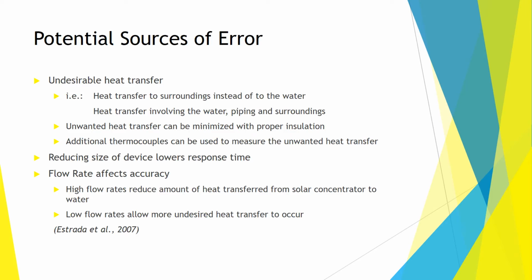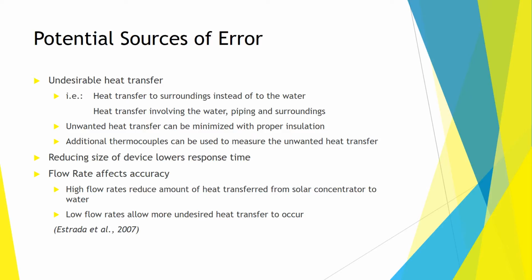The first source of error that will be discussed is undesirable heat transfer. Undesired heat transfer can be heat transfer from the concentrator to the surroundings instead of to the water as desired. Undesired heat transfer can also come from the water itself, either to or from its surroundings after being heated and before the temperature leaving the calorimeter can be taken. This can be avoided by using proper insulation and by using thermocouples to measure the lost heat in order to account for it in the final calculation.